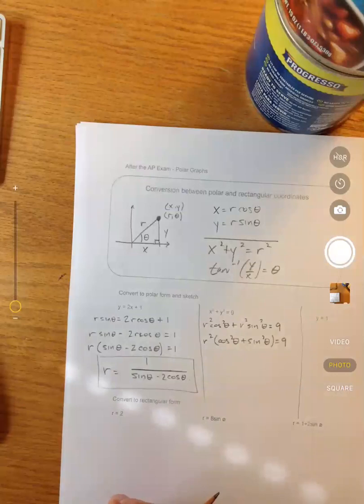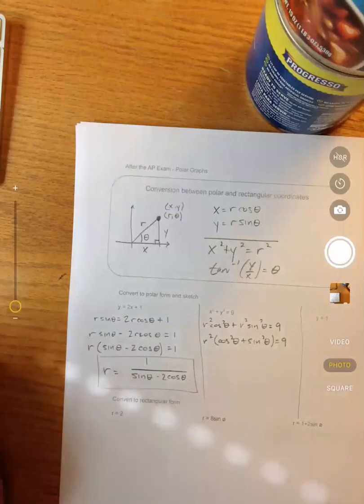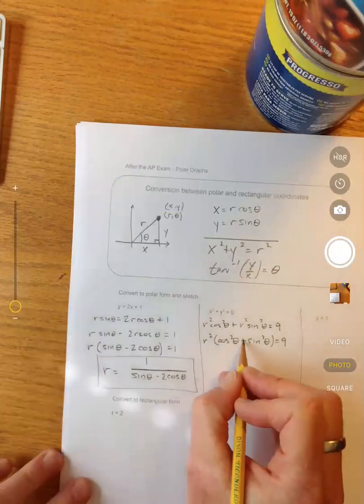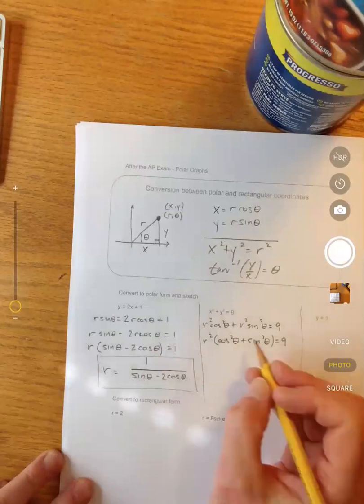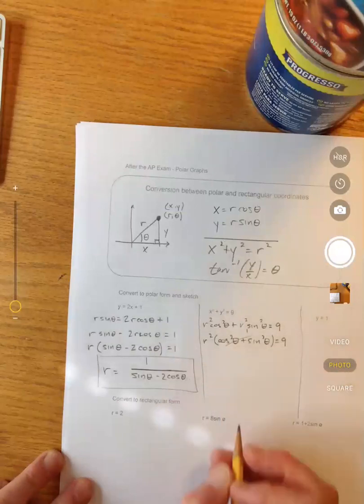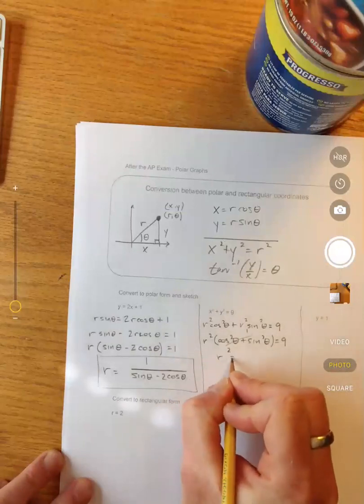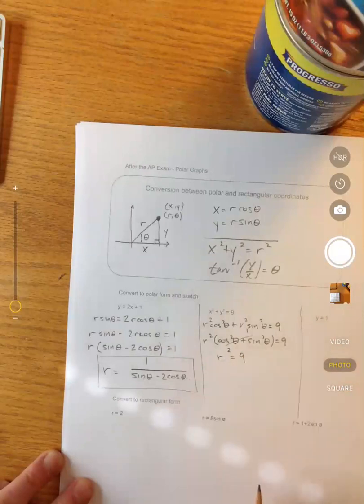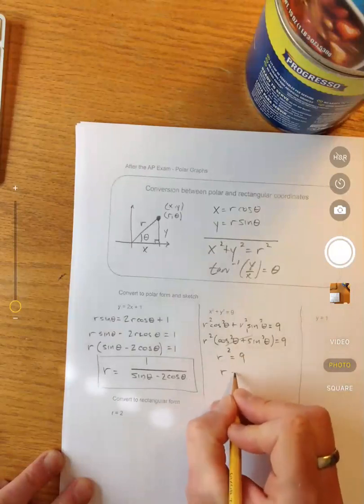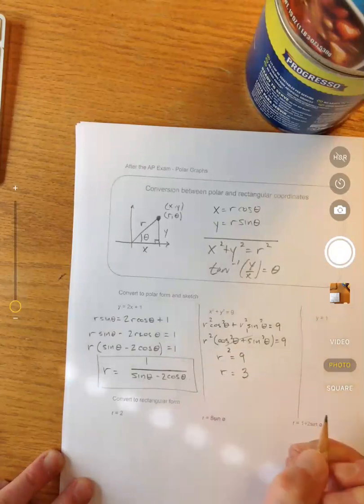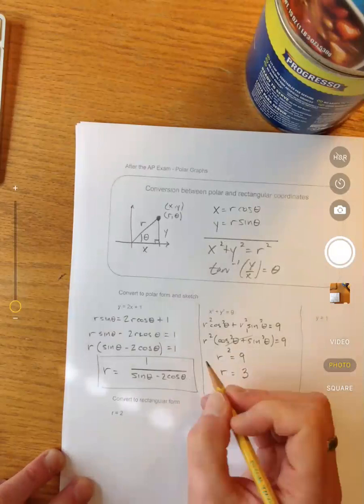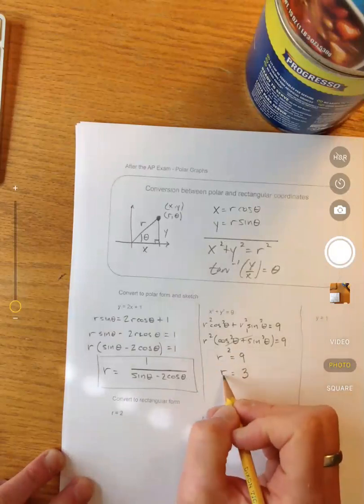Anybody see anything interesting there that we recognize and can simplify? Now, cosine squared plus sine squared is always equal to 1, right? So therefore, r squared is 9. So therefore, r is 3. Now, technically, it's plus or minus 3. But remember what that plus or minus does when I'm talking about radii.